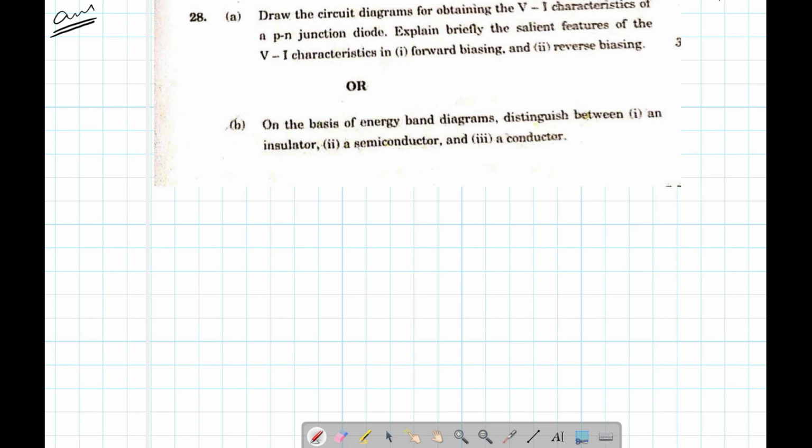Question is given: draw the circuit diagram of obtaining VI characteristics of PN junction diode and explain briefly the salient features of the VI characteristics in forward and reverse biasing. So, VI characteristics of the PN diode. So draw the VI characteristics. So this is the VI characteristics.